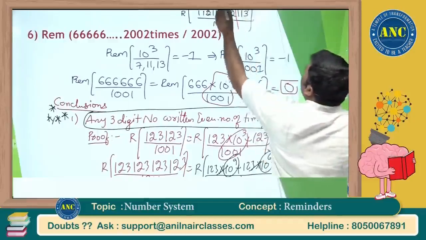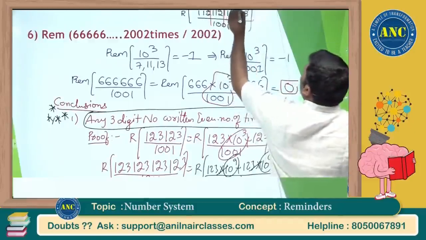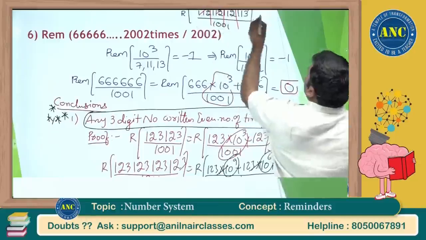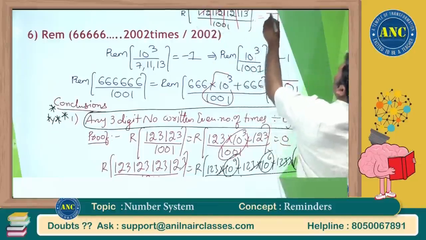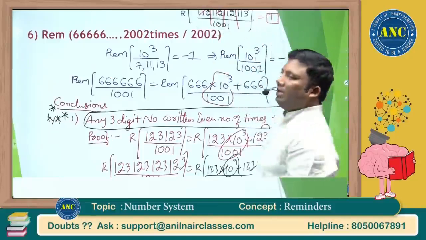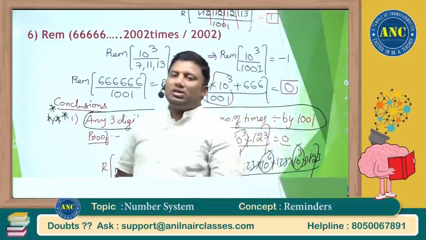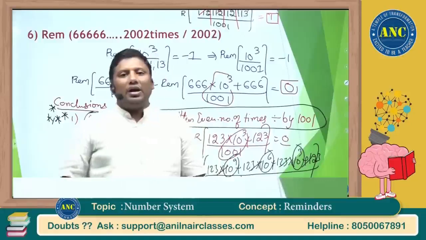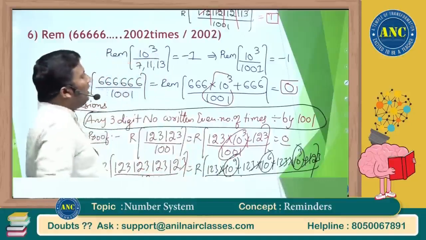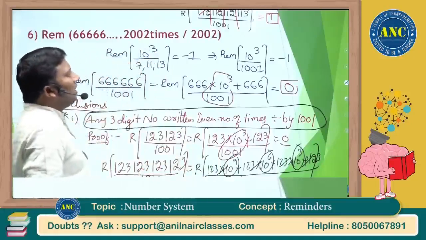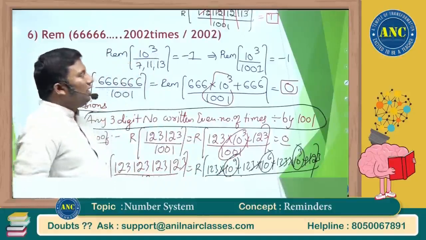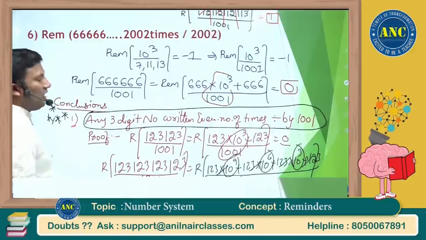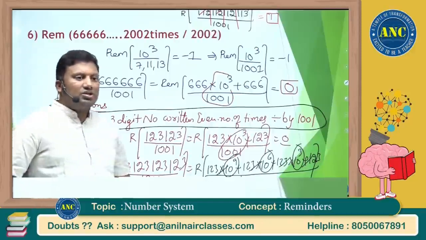Take a group of 3 digits, plus minus, plus minus. These cancel. 113 minus 112, the answer is nothing but 1. Any 3-digit number written an even number of times is always divisible by 1001. This is the first concept.